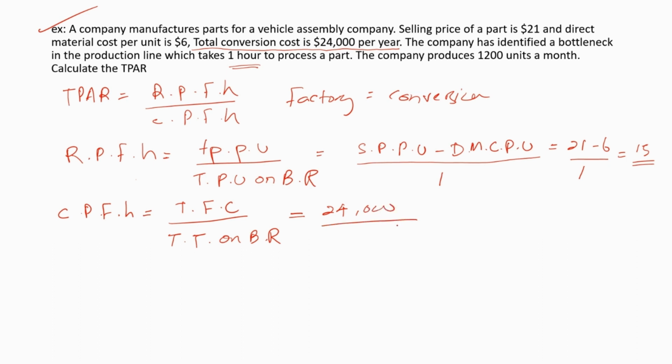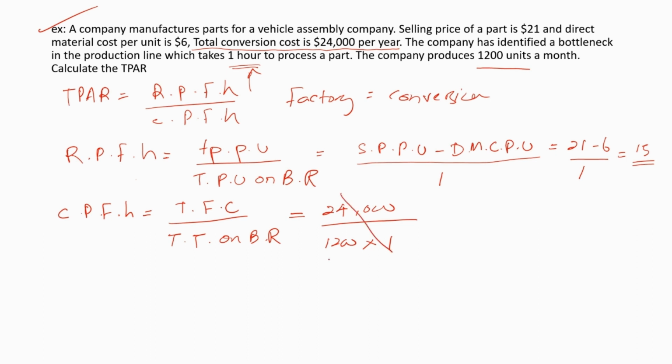For the denominator, total time on bottleneck resource means the total hours that will be spent on the bottleneck resource in order to produce the total units. The company produces 1,200 units and it takes 1 hour of bottleneck resource to produce 1 unit. So 1,200 multiplied by 1. Is this the cost per factory hour? No, it is not.